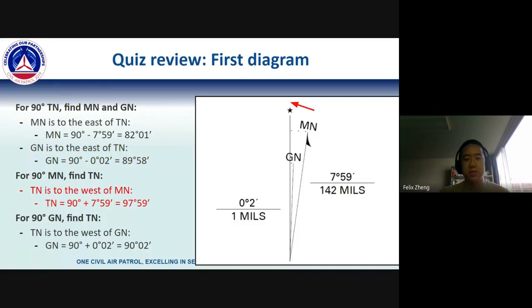We can apply the same principles to convert from magnetic north to true north. So true north, we know, is to the west of magnetic north. You're going to the left, which means you have to add the magnetic declination. And then in a similar manner, for 90 degrees grid north, if you want to find true north, you also want to add.